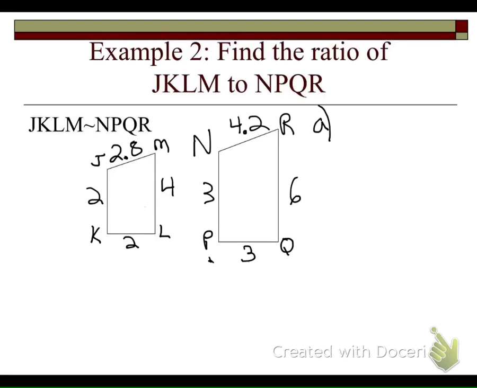Okay, so we're going to begin by listing our corresponding congruent angles. If I begin with angle J, it is congruent to angle N. Next, we have angle K, which is congruent to angle P. We have angle M, which is congruent to angle R. And we have angle L, which is congruent to angle Q. Do you have any questions on how we got these?